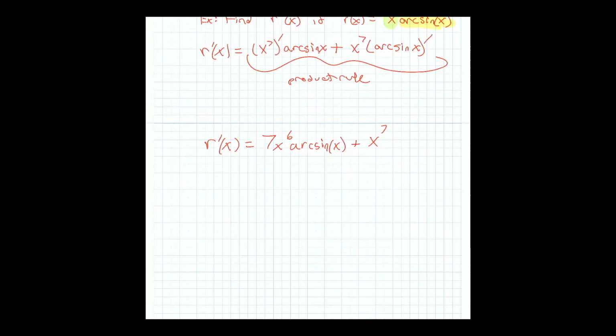So 1 over the square root of 1 minus x squared. That's it. You're just copying it in. That one is that one. So you get 7x to the 6th arc sine x plus x to the 7th over the square root of 1 minus x squared. You can write it that way, or all you can do here is just put them in one fraction.